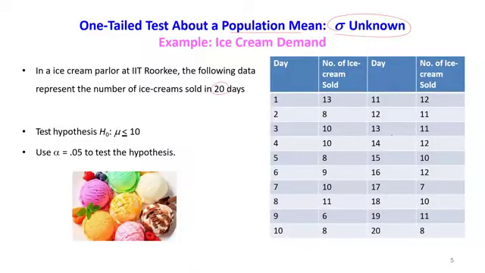So overall, 20 days. Here, they have developed the hypothesis for you. They are saying the null hypothesis says that the actual average sales per day is less than or equal to 10. So what would my alternate hypothesis be? Just the opposite of this, which is greater than 10, which is my mu zero. So this is my alternate hypothesis, and they have also given the alpha value, which is 0.05.